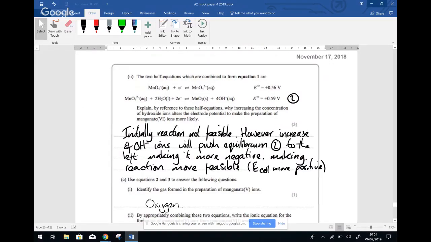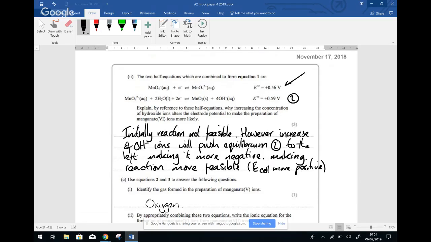Next, explain by reference to these half equations why increasing the concentration of hydroxide ions alters the electrode potential to make the preparation more likely. It's not just more likely, it's to make it possible. Because if you look at the top equations, they want the two half equations combined to form equation 1. And if you flip the more negative one, then you don't make what they want, which is a problem.